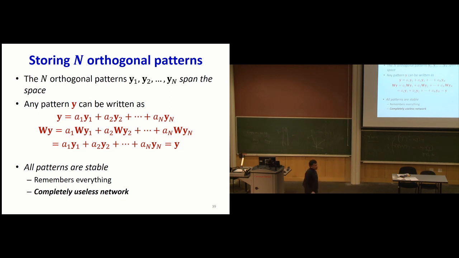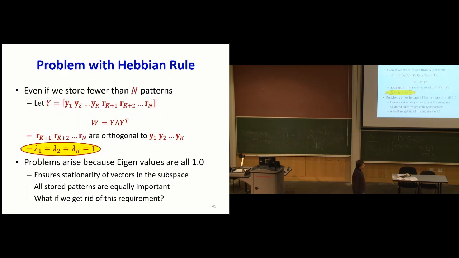Now, suppose I'm trying to store fewer than n patterns, I still have the same problem. If my patterns are orthogonal, then any vector which lies entirely in the subspace spanned by these is also going to be recalled perfectly. So in other words, any binary vector that lies entirely in the subspace spanned by y1 through yk is going to be a memory, and not all of them are memories that you actually want. The only thing working for you is to hope that in that subspace there are no other binary vectors, right? But that's not going to hold because the projections still work in a bad way.